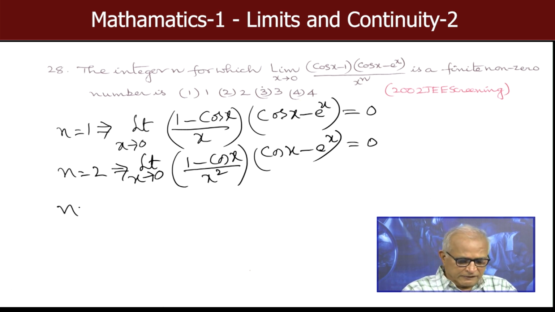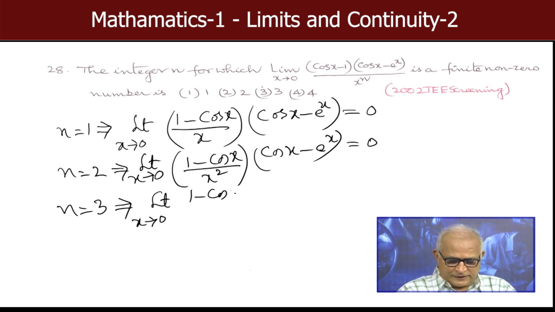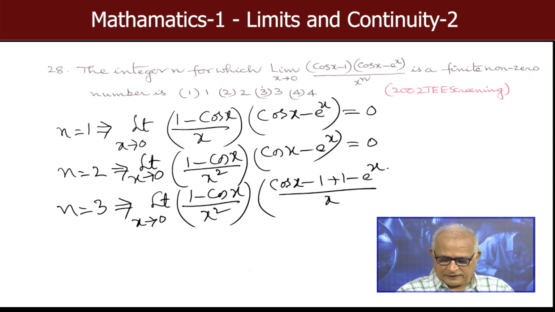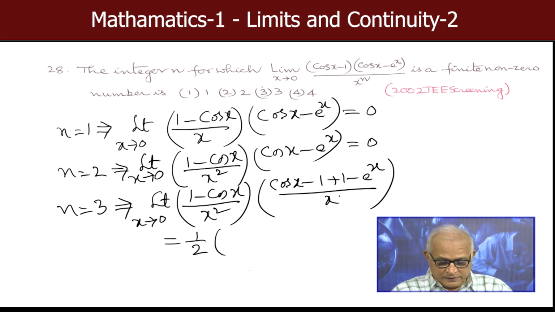N equal to 3, the required value of n. Let us see here, limit as x tends to 0 of (1 minus cos x) by x square into (cos x minus e power x) by x. This can be written as (cos x minus 1) plus (1 minus e power x) by x. I think I can write like this, add 1 and subtract 1. This is 1 by 2, (1 minus cos x) by, oh, this is n equal to 3, yeah. (1 minus cos x) by x has a limit 0.